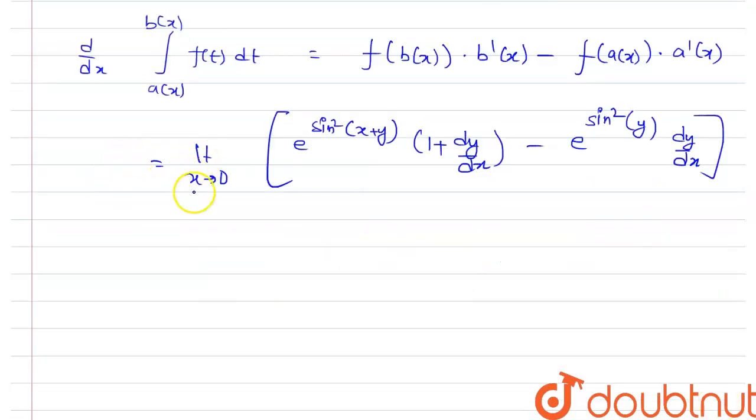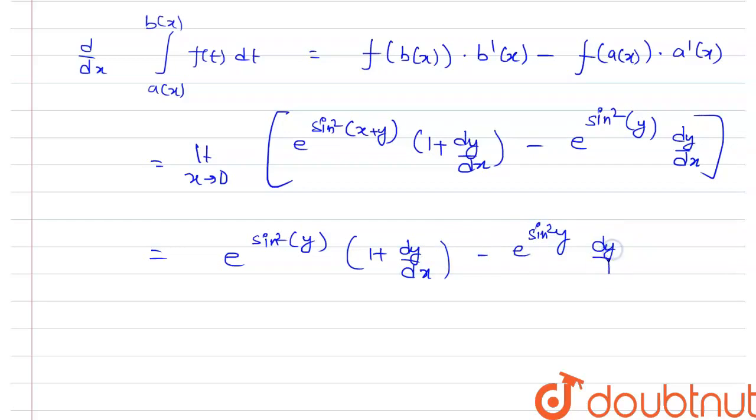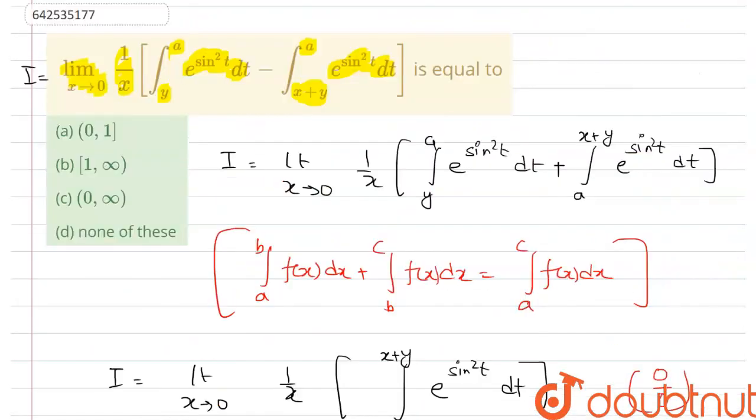So now we'll put the limit. So this will be equals to e to the power sin square y, since we have put the value of x as equals to 0, into 1 plus dy by dx minus e to the power sin square y dy by dx. So this will be equals to e to the power sin square y, since this one and this one will get cancelled out. So we got the value of I as e to the power sin square y.